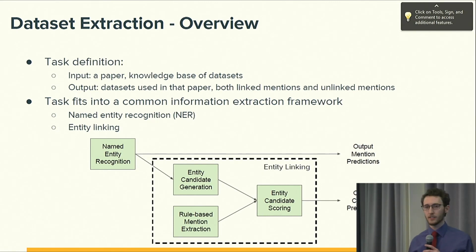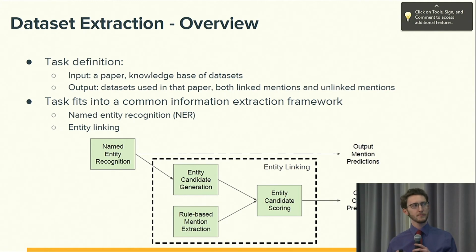So the task definition here is you take as input a paper and the knowledge base that we were given, and you output data sets that are used in that paper. So this is both data sets that are linked to the knowledge base that we were provided and data set mentions that are not necessarily data sets from the knowledge base. So this fits into a common information extraction framework, and you've seen some of these components in other presentations.